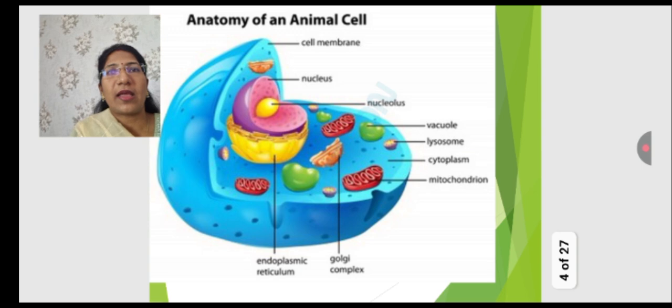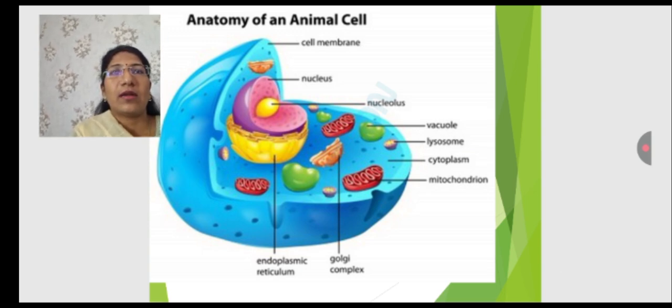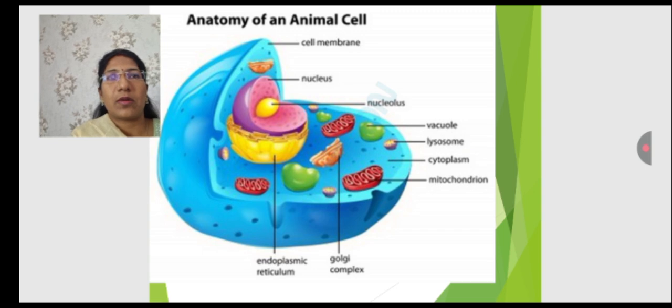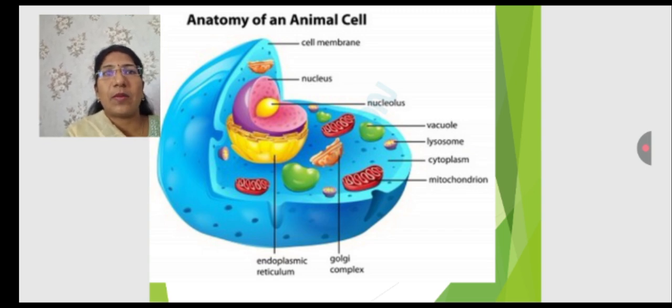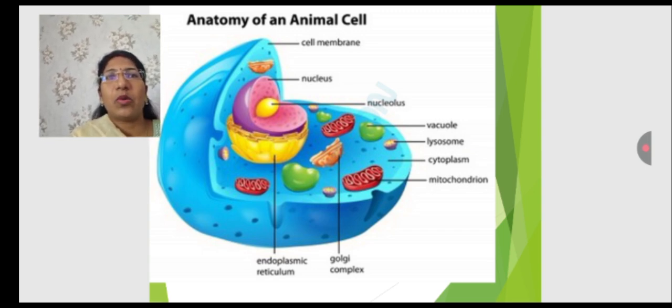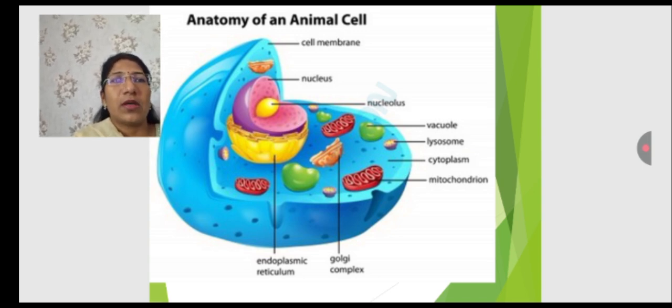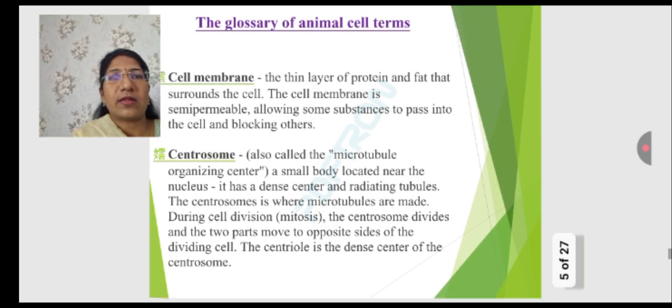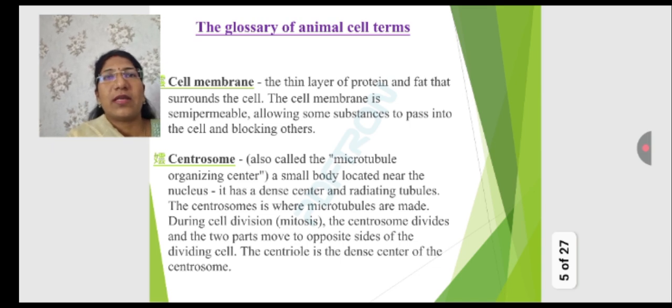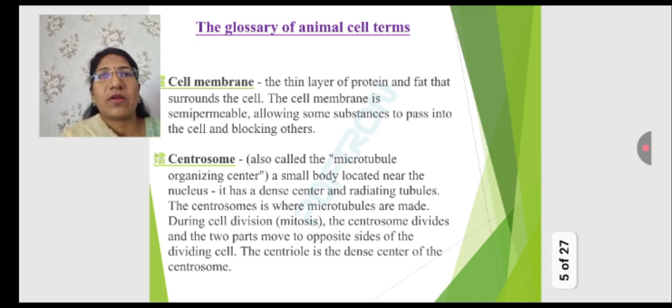And this is another diagram. See, this is the anatomy of an animal cell. On the board you can see the cell membrane given in blue color, then nucleus, nucleolus, vesicle, then lysosome, cytoplasm, then mitochondria. What is the function of mitochondria? Mitochondria is the powerhouse of energy. This is the diagrammatic representation we have seen.